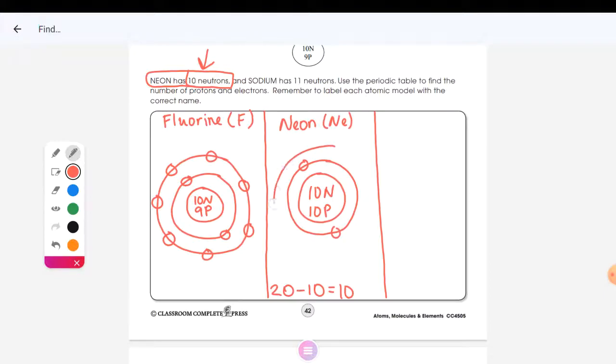So then I got to draw a second ring. How many do I need on that second ring, Lori? 8. 8, because I need 10 total. And go through and put 8 on there.